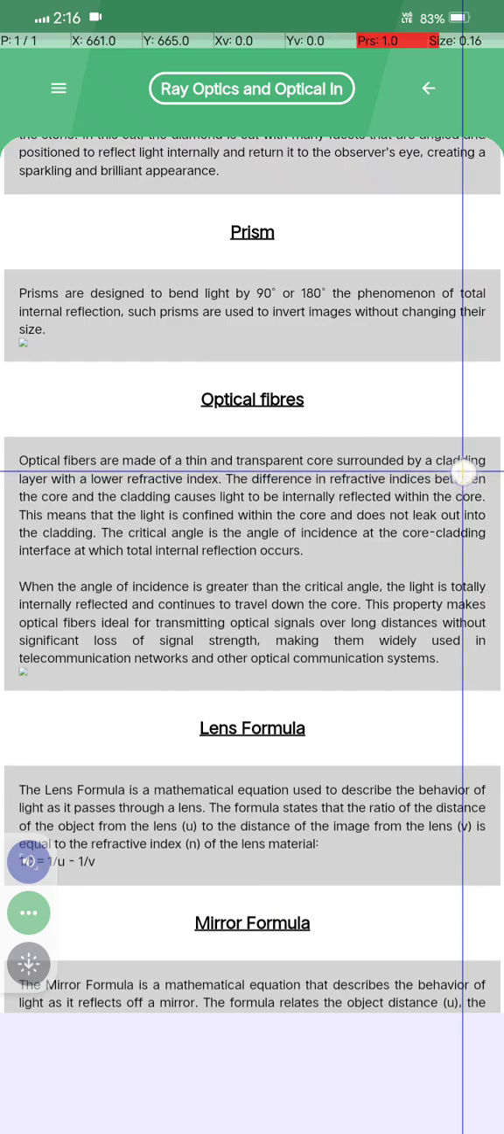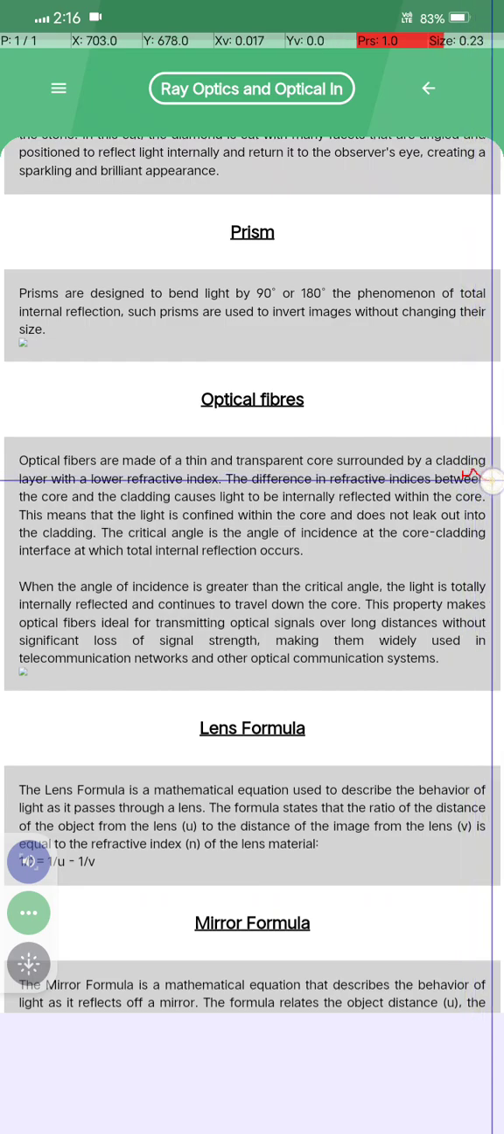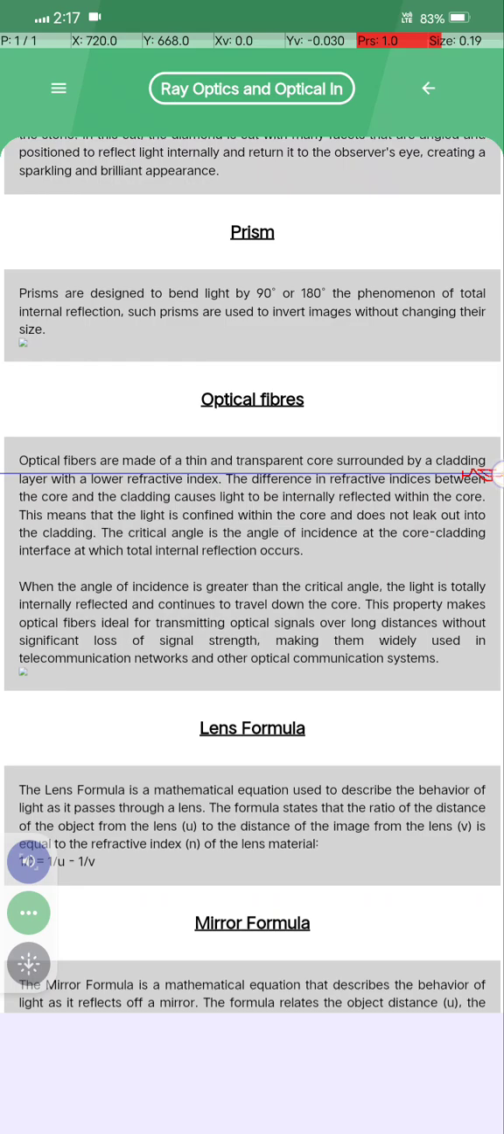Optical fibers are made up of a thin and transparent core surrounded by a cladding layer with a lower refractive index. The difference in the refractive index between the core and the cladding causes the light to be internally reflected within the core. This means that the light is confined within the core and does not leak out into the cladding.